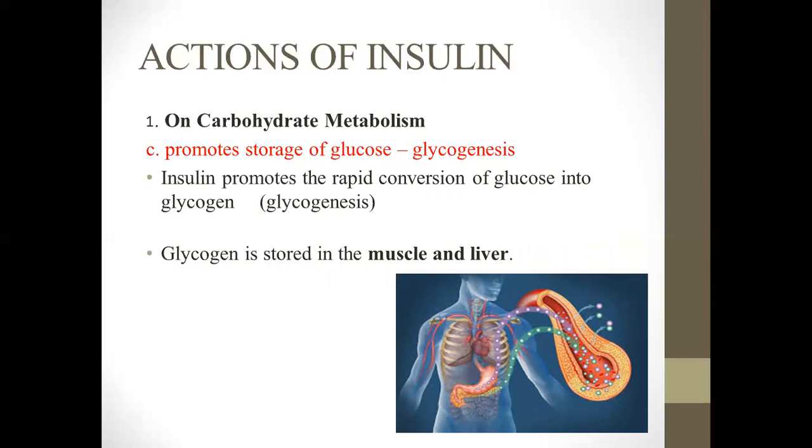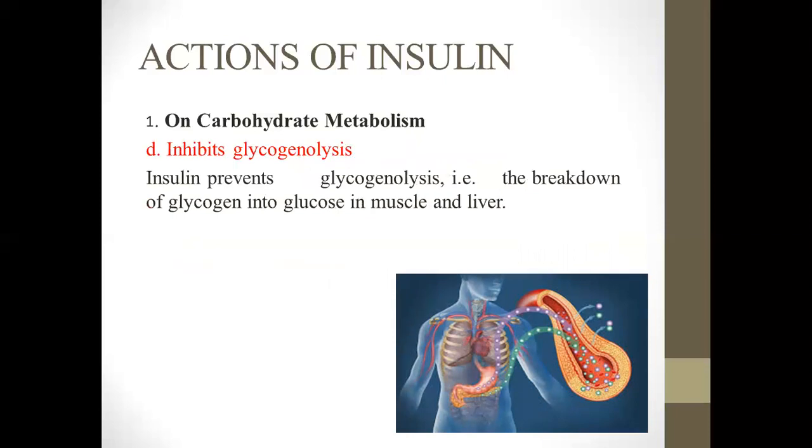Glycogenesis: insulin promotes the rapid conversion of glucose into glycogen, and the glycogen is then stored in the muscle and liver. It also inhibits glycogenolysis. Glycogenolysis is basically the breakdown of glycogen into glucose in the muscles and liver. It also inhibits gluconeogenesis, the formation of glucose from non-carbohydrate sources.